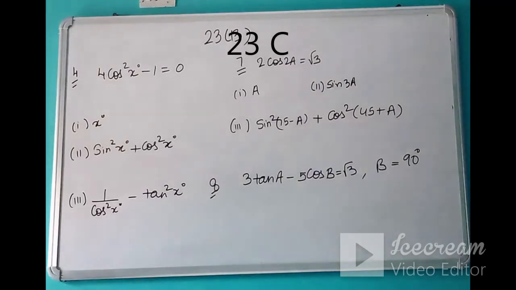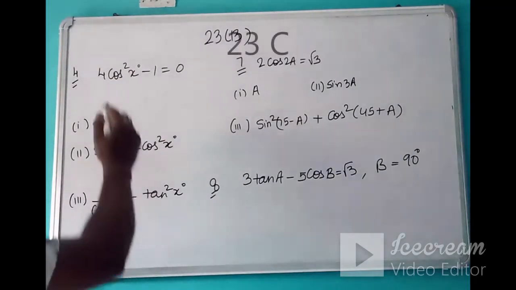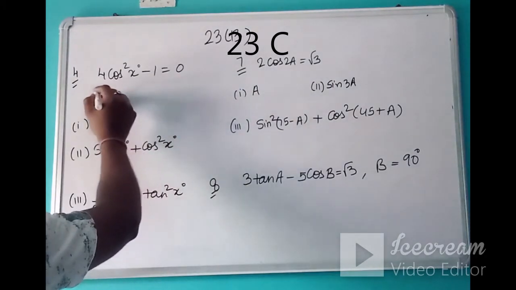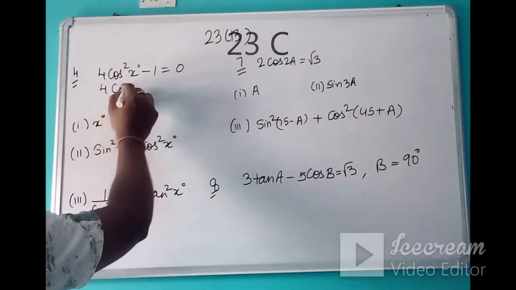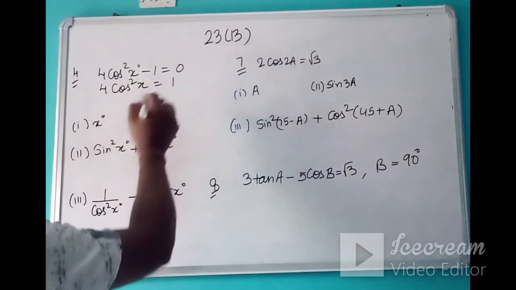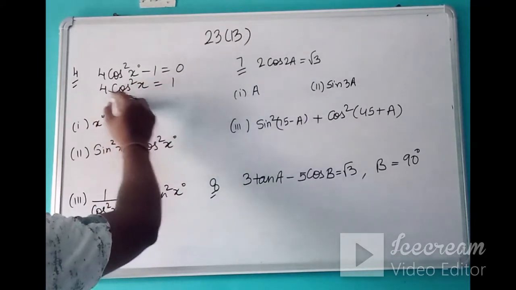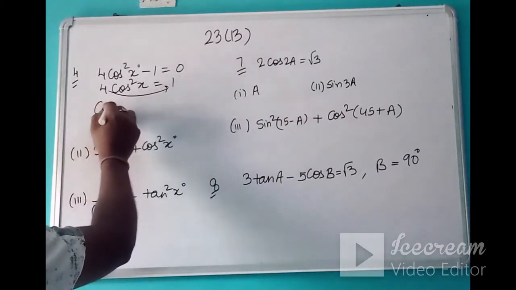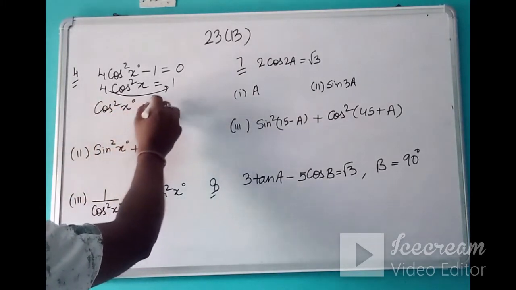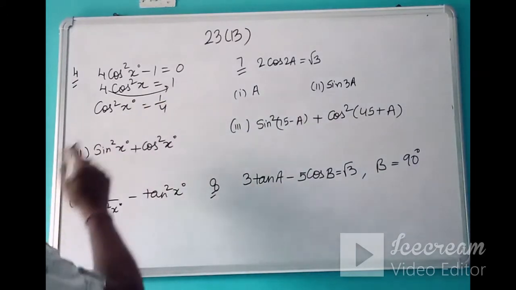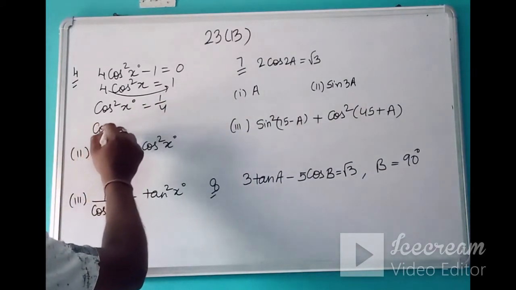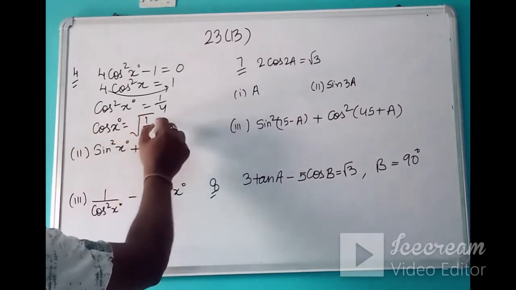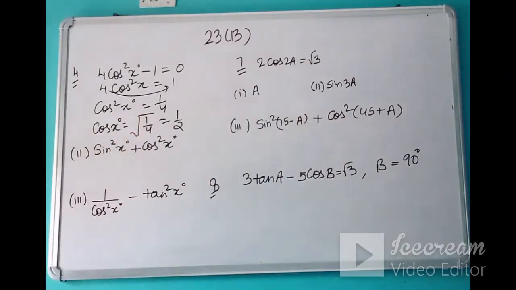Okay, let's discuss one more question. Suppose this is given: 4 cos square x degree minus 1 is equal to 0. So how do we solve? First we will take this 1 there, then this 4 will come here. So when 4 comes here, it becomes cos square x degree is equal to 1 by 4. And you already know whenever you remove the square, it becomes a square root, that is 1 by 2.